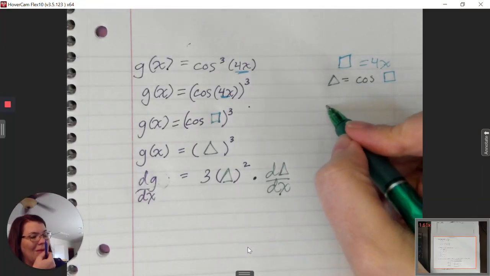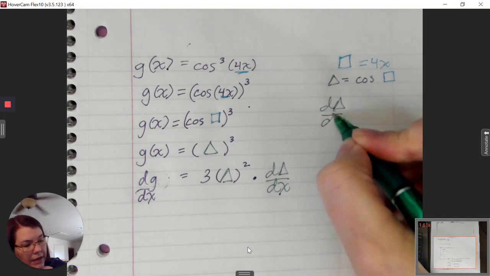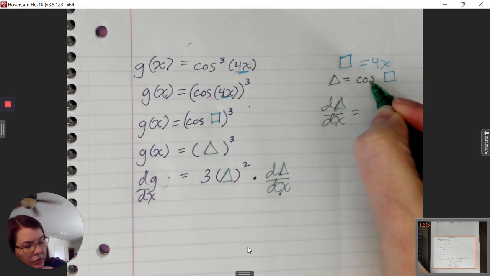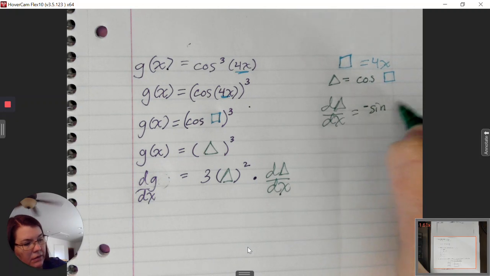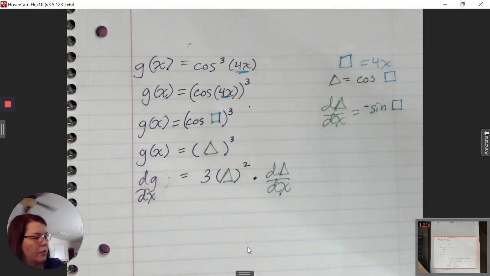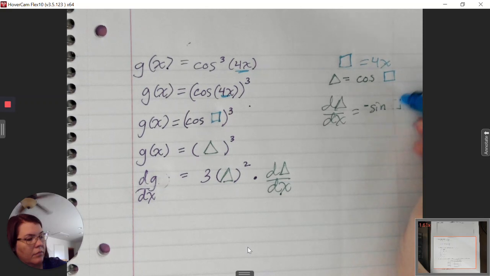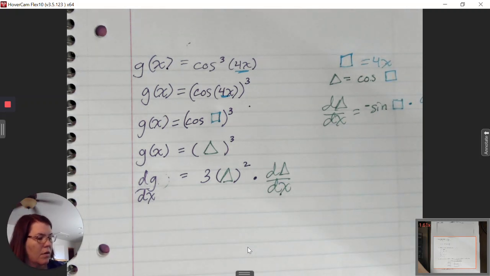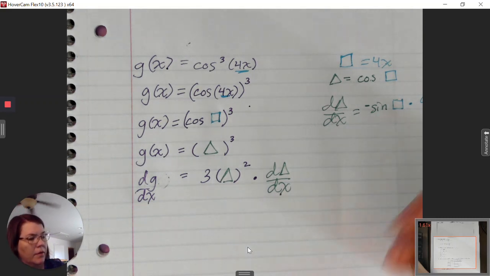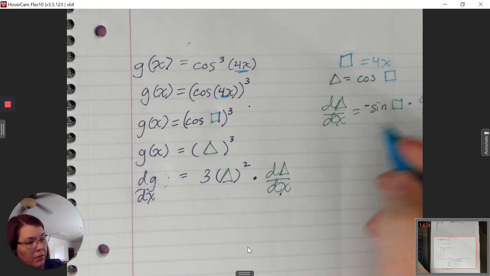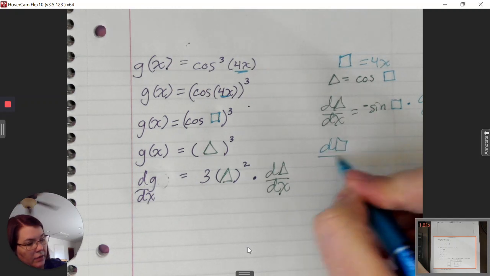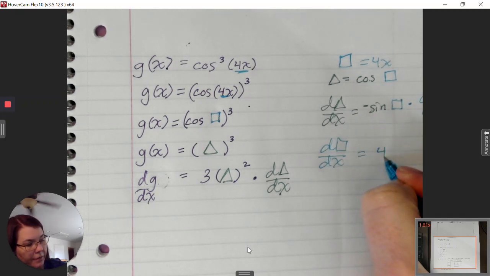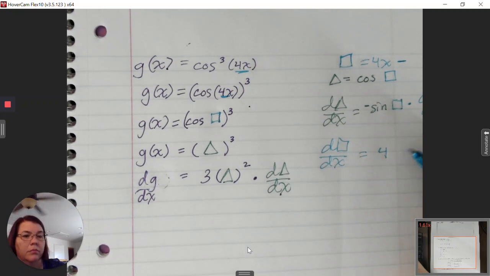Going up here, d triangle dx is equal to the derivative of cosine, which is negative sine of square, blue square, times d square dx. Okay, then I need that, which I don't have. d square dx is equal to 4. So I took the derivative of that one. That's 4.